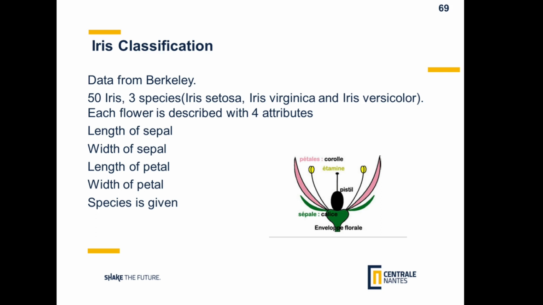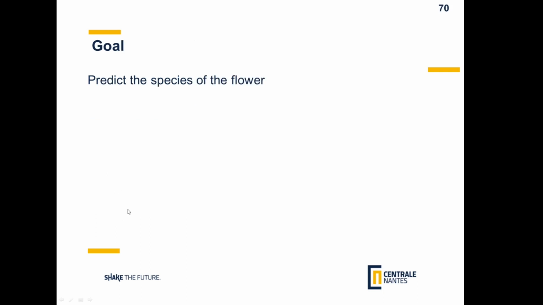Each specimen is a flower, an iris, which is described with 5 data: 4 attributes describing the length and width of the petal and the sepal of the flower, and 1 characterization of the species of the flower. So there are 3 different species in our data set: the Iris setosa, Iris virginica, and Iris versicolor. The objective of this example is to predict the species of the flower that you will study.